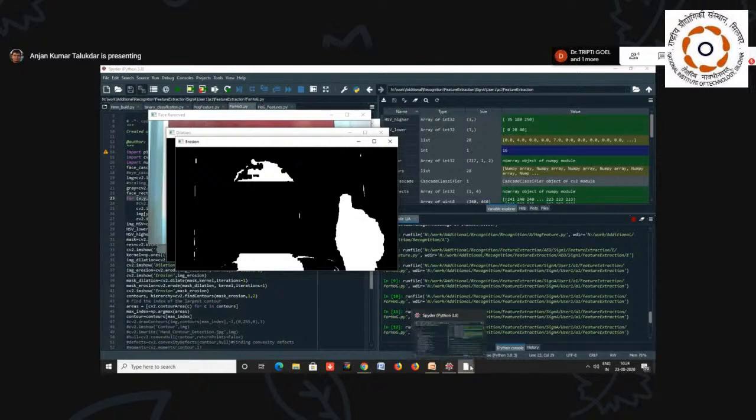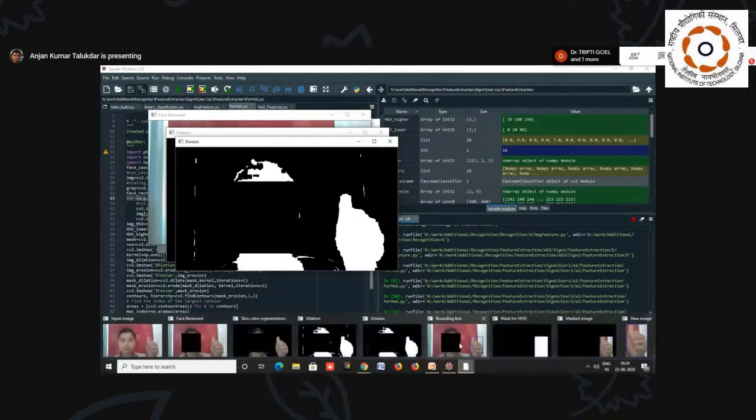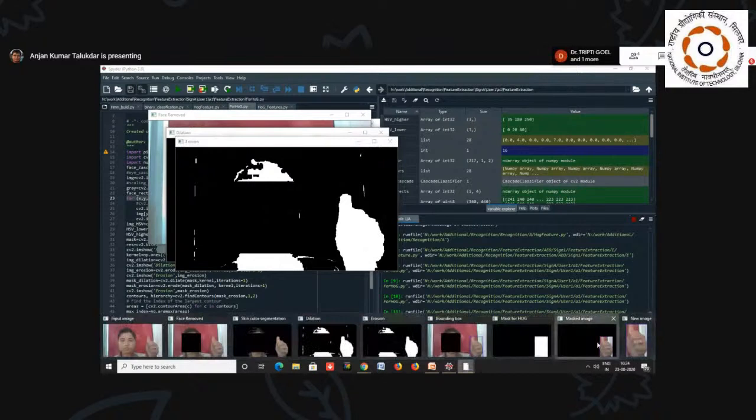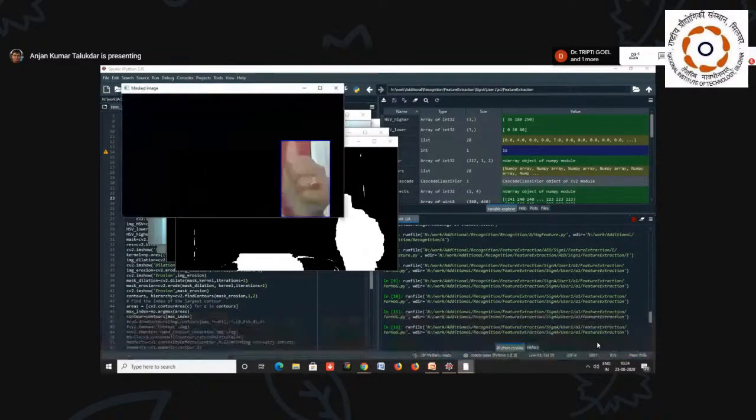So I have removed the other parts and only kept the palm part. Okay, so this is how I have segmented the palm part from the background.